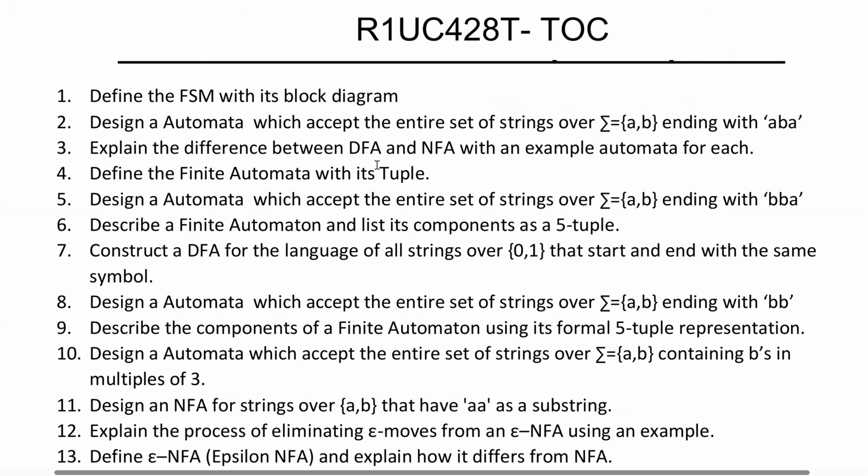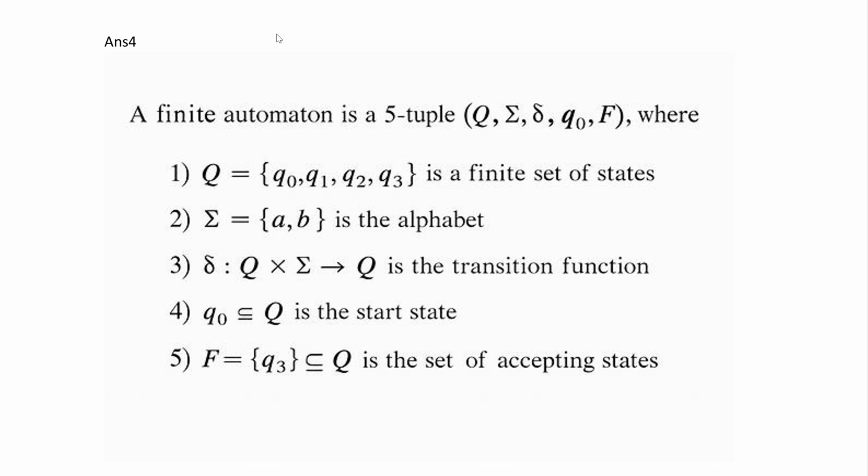Now we move to question number 4. Define the finite automata with its tuple. So a finite automata is a 5-tuple. So there are 5 components. Q is the finite set of states. Sigma is the set of input alphabet. Delta is the transition function. Q0 is the starting or initial state. F is the final state.